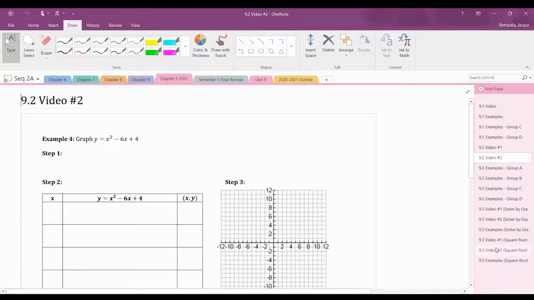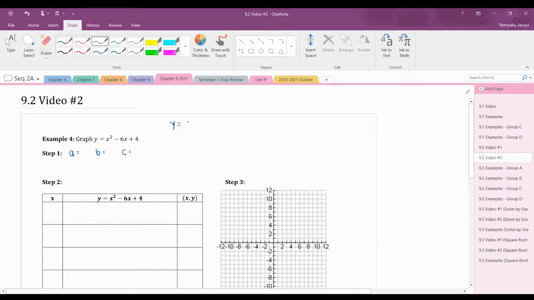Today we're going to continue looking at graphing parabolas. So notice that I want us to graph y equals x squared minus 6x plus 4. So remember our steps. The first thing that we're going to want to do is identify A, B, and C. So then we can go ahead and calculate the axis of symmetry.